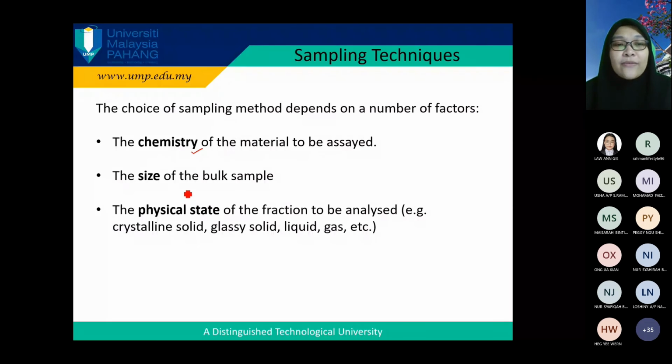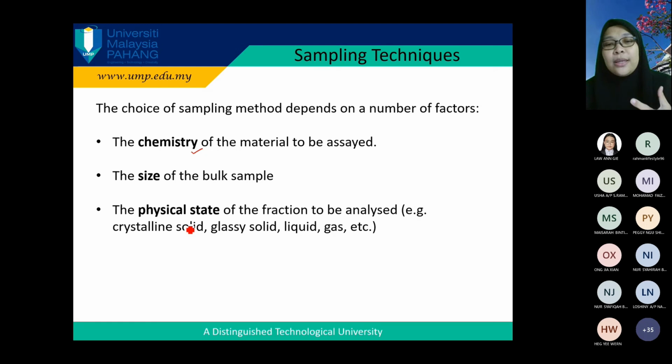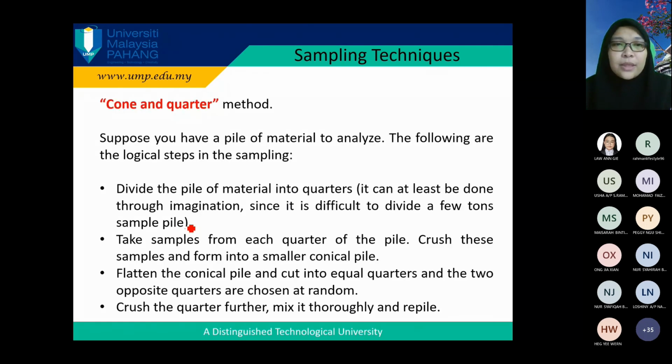And the next one, the size of the bulk sample. Kalau you ada 1 ton sampel dengan 1 kg, cara untuk sampling dia berbeza. And the last one, it depends also on the physical state of the sample, whether they are liquid, solid, gas. So we have different sampling techniques.